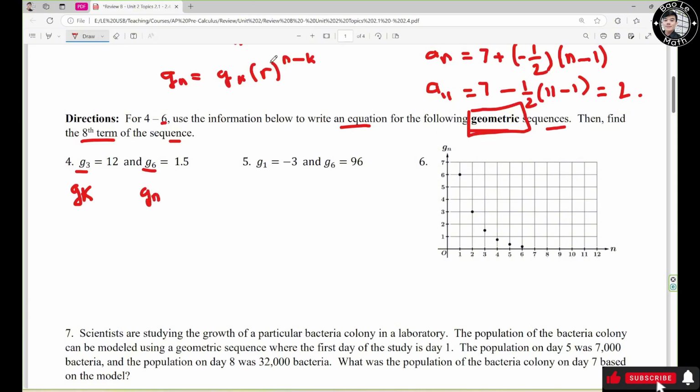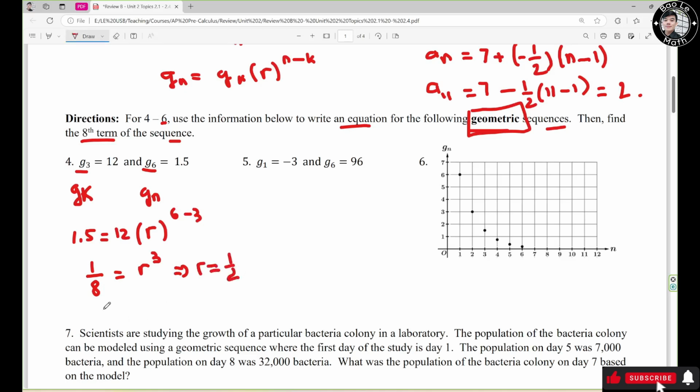Now we substitute over here, we need to find the common ratio, right? So I have 1.5 equals 12 times common ratio r to the power 6 minus 3, right? So we're going to divide both sides by 12. So 1.5 divided by 12 is going to be 1 over 8 equals r raised to the third, right? We need to solve for r, so we're going to take the cube root of both sides. So r equals 1 half, right?